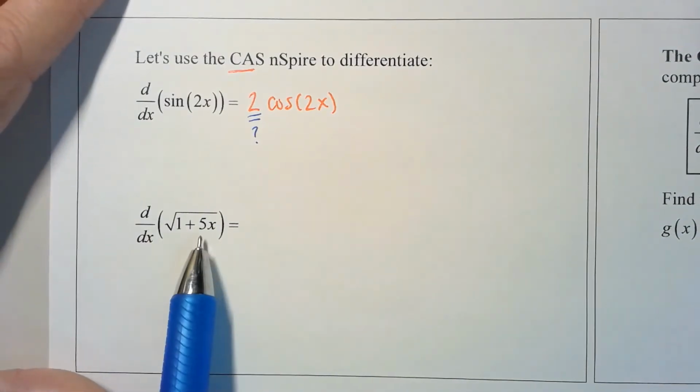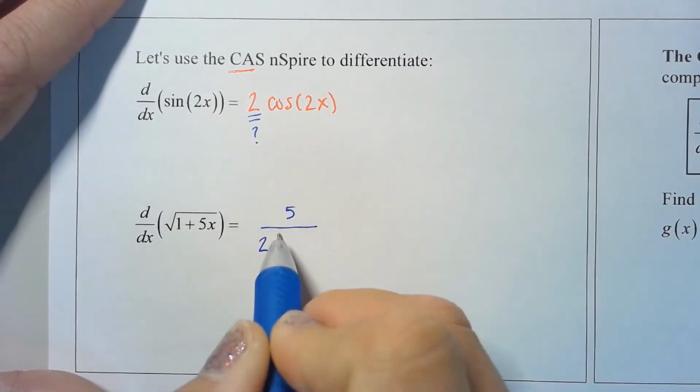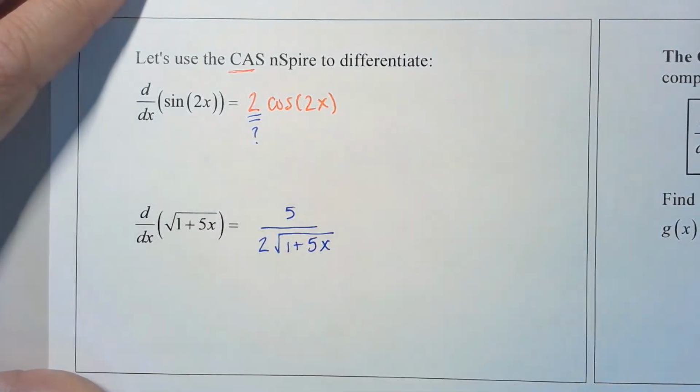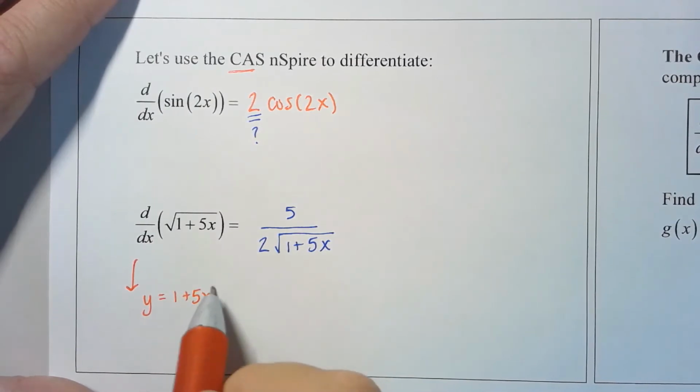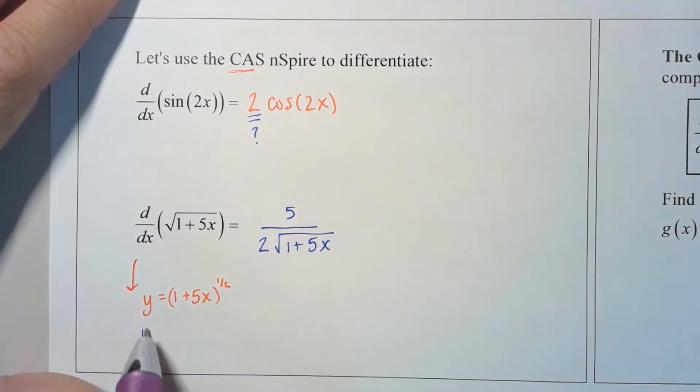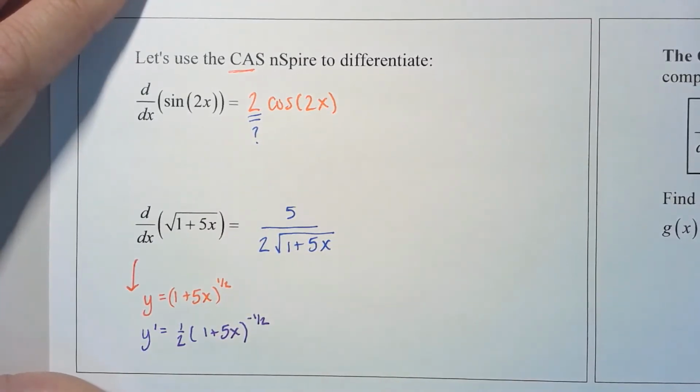If I were to ask the calculator to take the derivative of this function, it would spit out 5 over 2 square root of 1 plus 5x. Let's think about why. If I start with 1 plus 5x to the 1/2, the derivative, the power rule, would bring that 1/2 down in front, and we would subtract 1 from the exponent, which if we clean that up, the 2 is in the bottom, the square root is in the bottom.